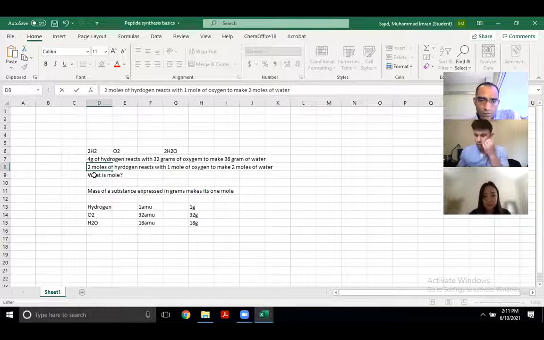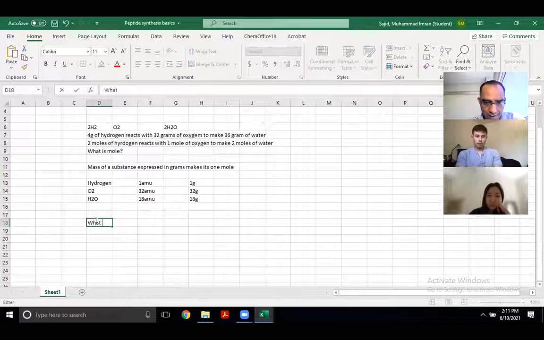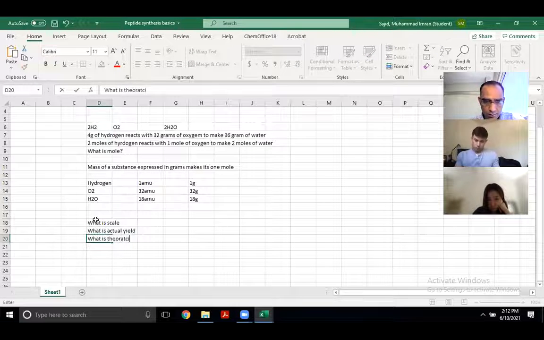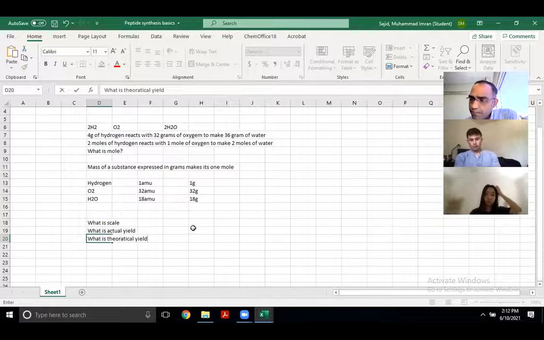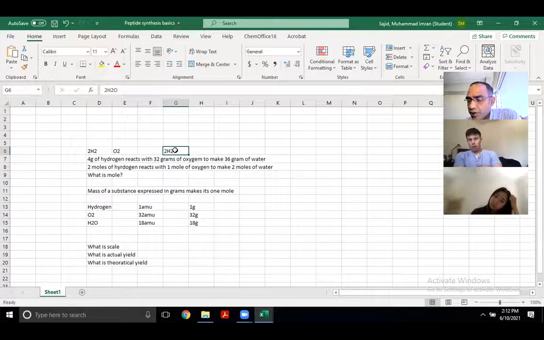Yeah. So here what I actually want to explain is what is scale. And secondly, what is actual yield and what is theoretical yield. Got it? If I am making 2 moles of water, I will say that this is a 2 mole reaction. So the end product of a 2 mole reaction will be how much water?